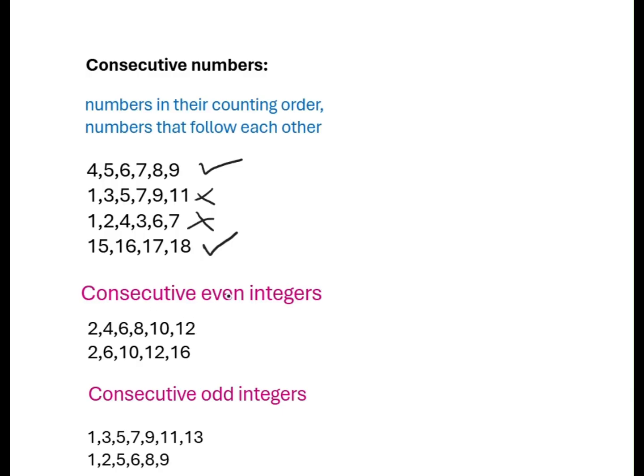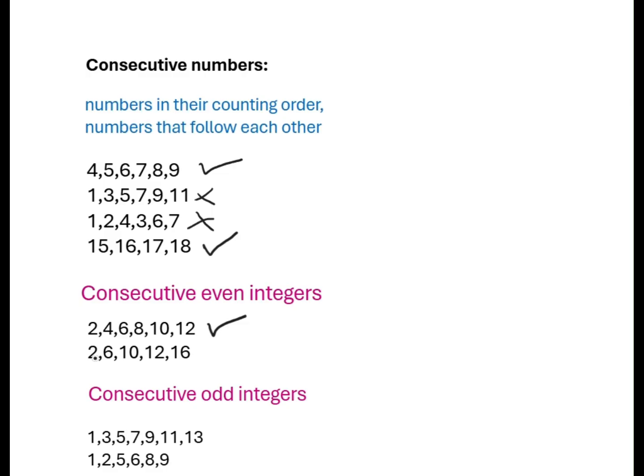Now consecutive even numbers. Here we have seen that the difference between the two is 1, 1 plus 1 plus 1 plus 1. But when you take consecutive even numbers, you will have to add plus 2 every time. 2, 4, 6, 8, 10, 12, every time plus 2 is added. So this is a consecutive even number.